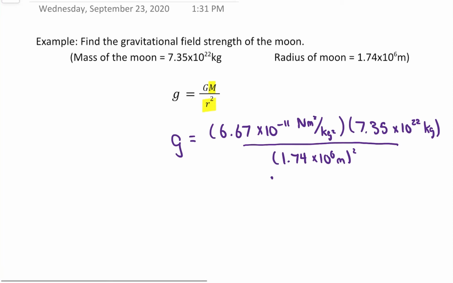But this is just what I would call a plug and a chug. The physics is over. We put our numbers in the right spots. Now it's just a matter of calculating it. When I crunch it out and round it off, I get roughly 1.6.